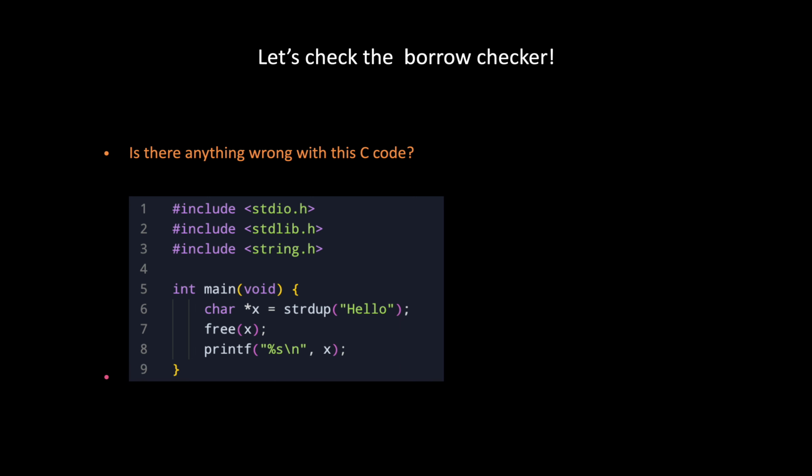At line 7, the function free frees the memory associated with the pointer x, which means the memory that is allocated for the string hello. So we deallocate that memory space. However, x is still valid in C or C++.